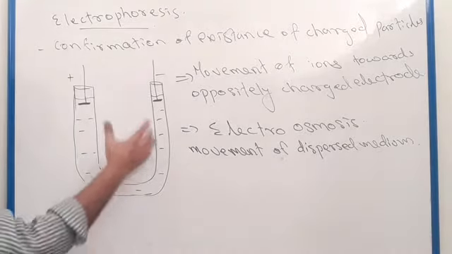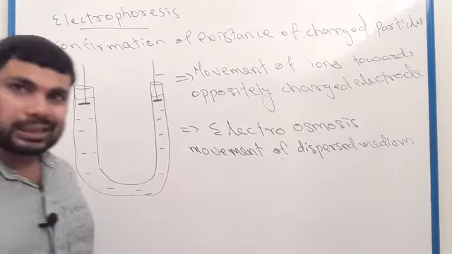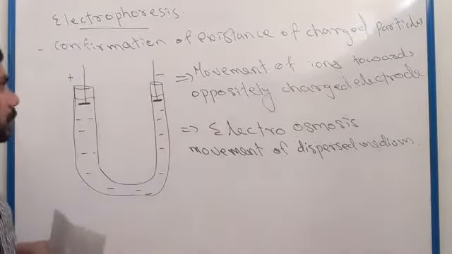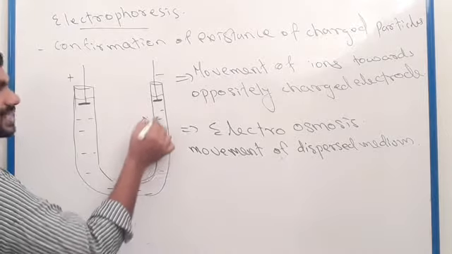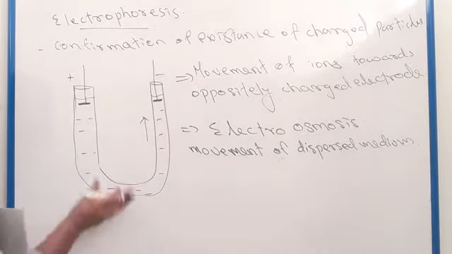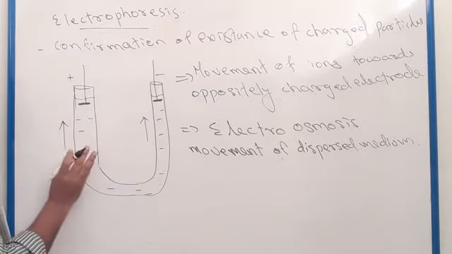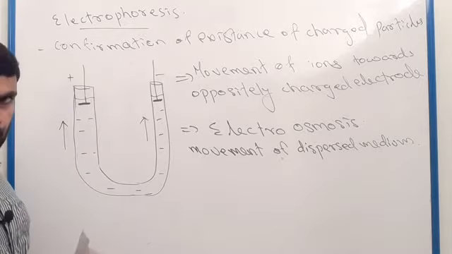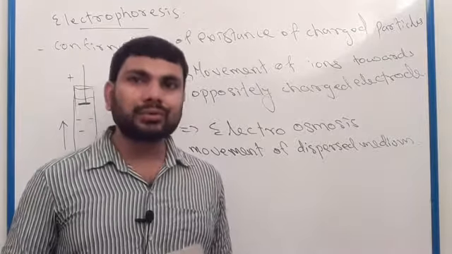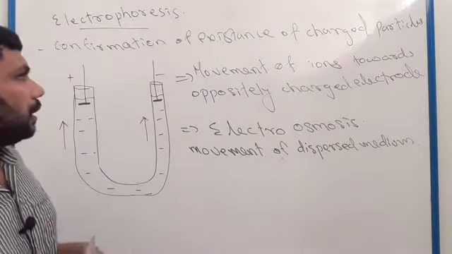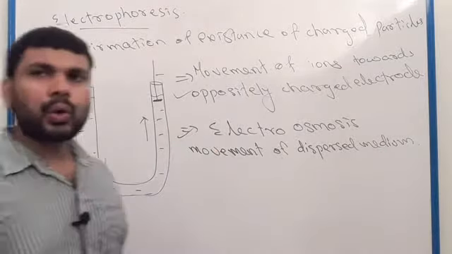Imagine this is one colloidal solution. If there are positively and negatively charged particles, the positively charged particles will move towards the negatively charged electrode. Any negatively charged particle will move towards the positively charged electrode. This movement of ions towards the electrode is called electrophoresis. And after that, we have to discuss electroosmosis.